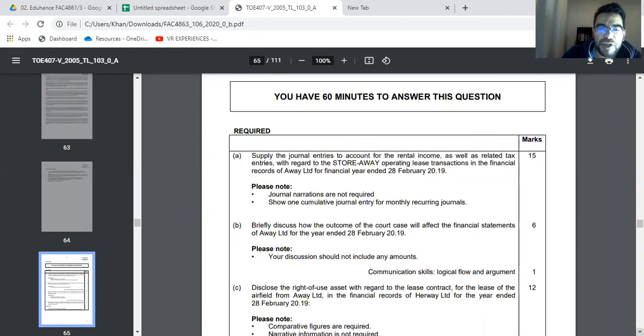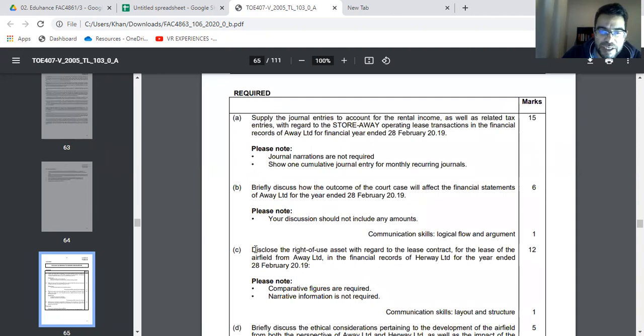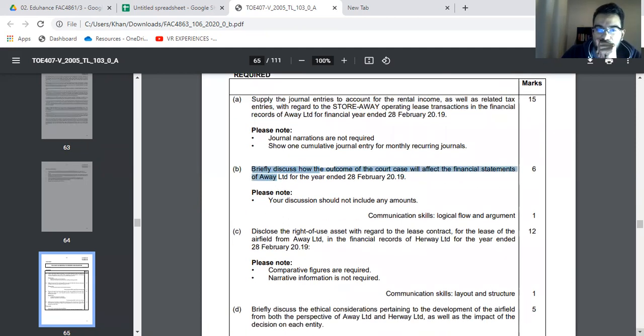So here we're going to come to the required. I want to do part A. You can have a look at part B; we will deal with it when we get there. Here you can see this is probably a past paper. 15 marks, operating lease, 12 marks, a right of use asset lease.